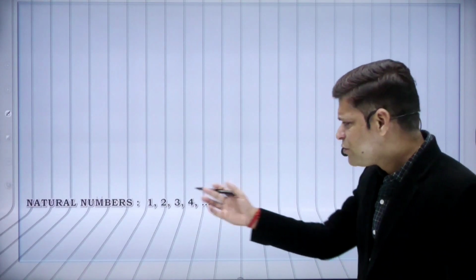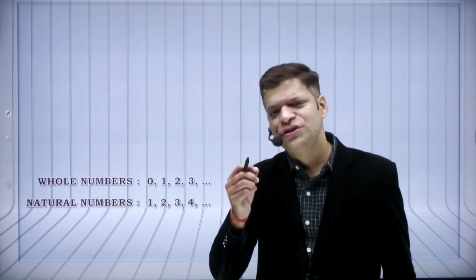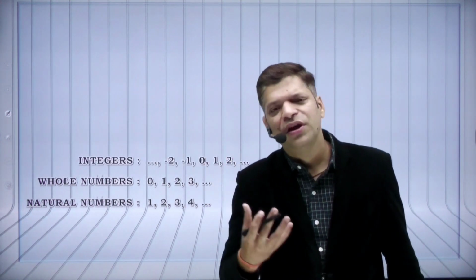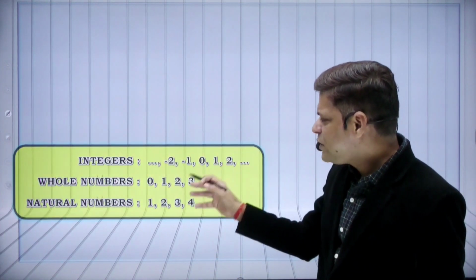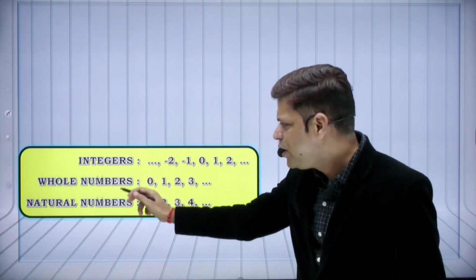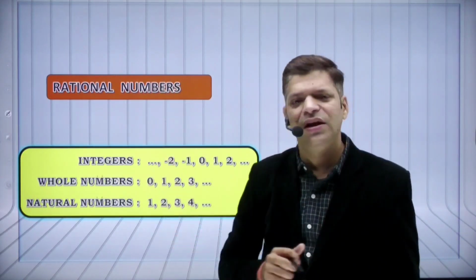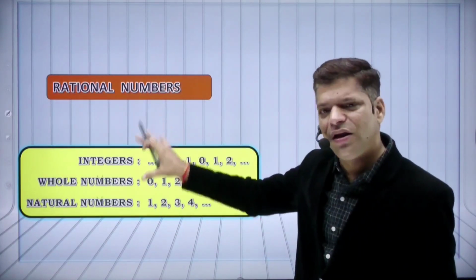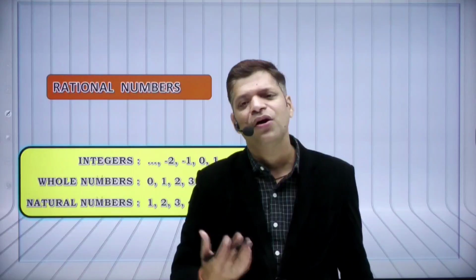First we discussed the natural numbers 1, 2, 3, 4 and so on, then whole numbers, in which we include 0, and then integers, in which we also include the negatives of natural numbers. All three of these, natural numbers, whole numbers and integers, are categorized as rational numbers. So whenever we discuss a rational number, it may be an integer, a whole number or a natural number.